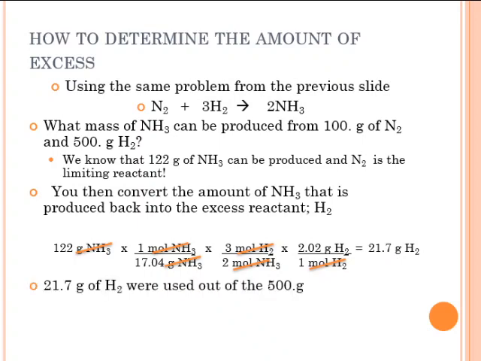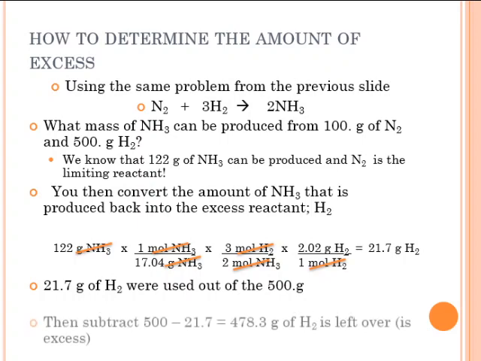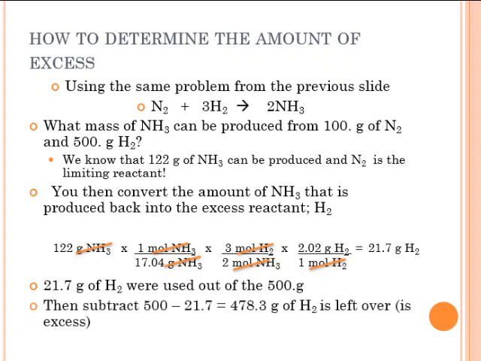So to figure out how much is left, we're going to subtract it. 500 minus 21.7 is going to give us 478.3 grams of hydrogen left over.